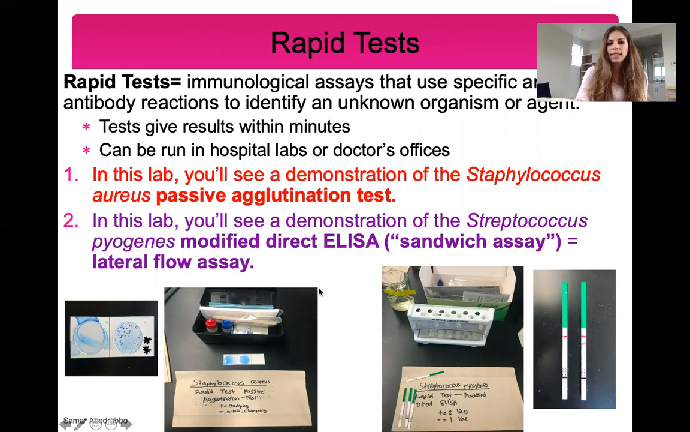In the lab, you are supposed to see a demonstration of a test for Staphylococcus aureus. You can imagine someone has a Staph aureus skin infection. If you were a doctor and you assumed they had it, you could do this rapid test. We were going to do the Staphylococcus aureus passive agglutination test, and another test we were going to demonstrate tests for Streptococcus pyogenes, which causes strep throat and other things too. This is a modified ELISA. We talked about ELISA in lecture. We're going to talk about both of these, the Staphylococcus rapid test and the Streptococcus modified ELISA.